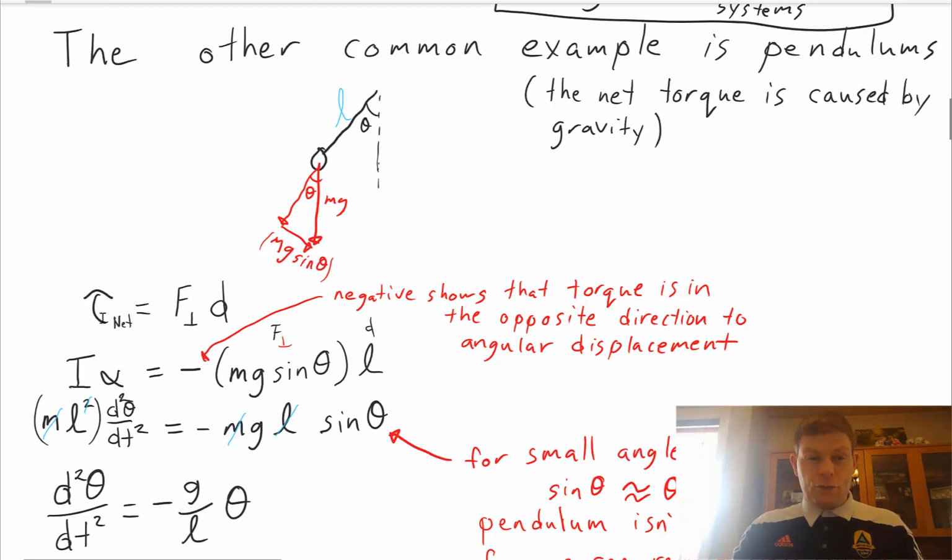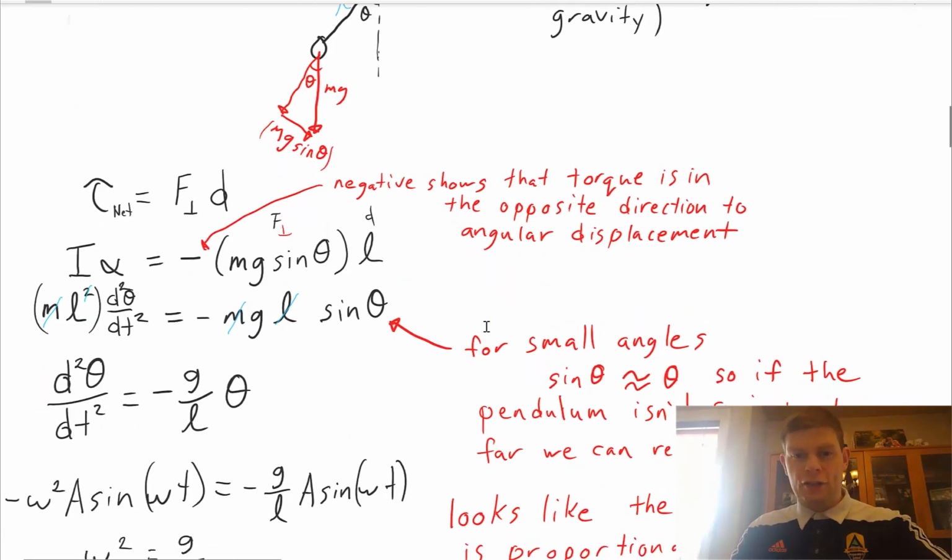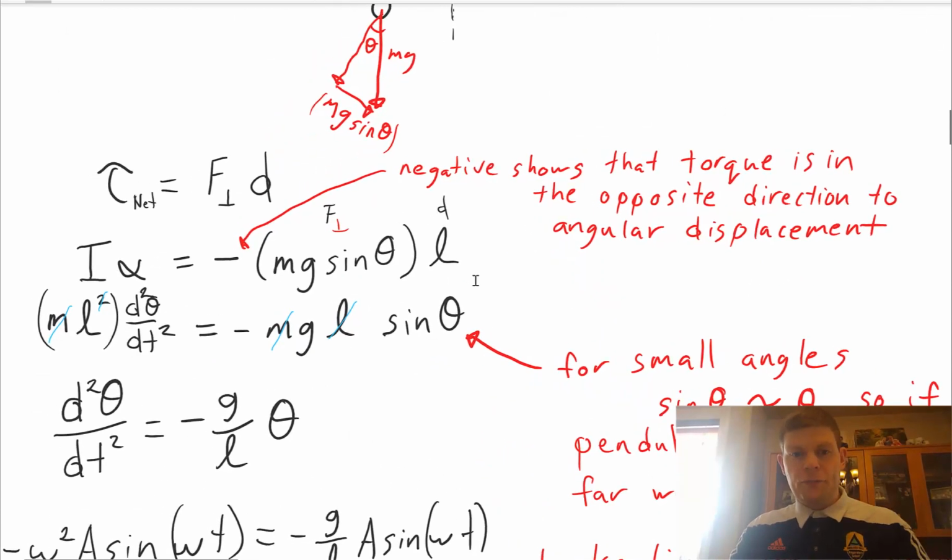Now, if we're starting from this formula, torque net is just like F net equals ma. Torque net is I alpha, or moment of inertia times angular acceleration. So that makes sense. And we're just saying that the perpendicular component of our force is mg sine theta. We'll throw a little negative in front of it because that's showing that the torque is in the opposite direction to our angular displacement. And our distance from our pivot is L. So that kind of makes sense.